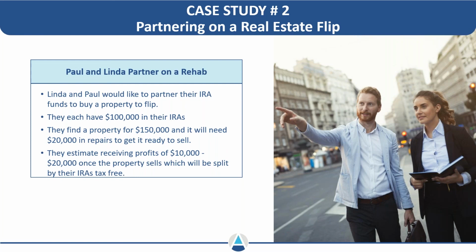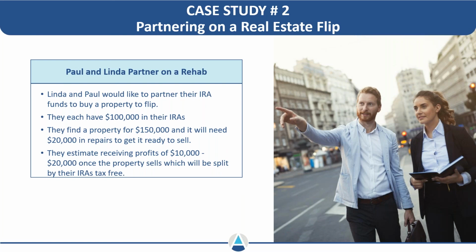So they go out and they find the property for $150,000. Again, it needs about $20,000 in repairs. So they both decide to put their IRAs into this. Again, they can determine how much percentage they each want to have. But remember, any and all expenses are going to be split along those percentages of ownership, and all profits or sale proceeds are going to go back into the IRAs as well.